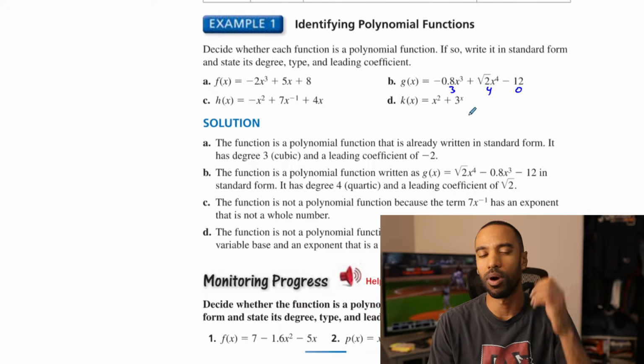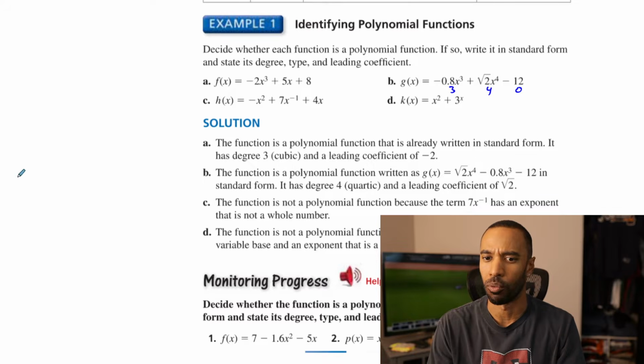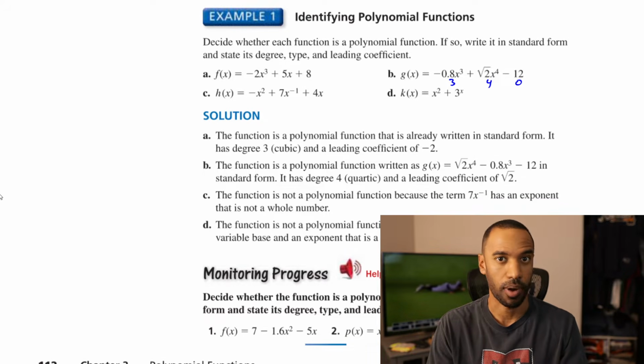Now, you might wonder, what does the leading coefficient matter? Why is it so important? It is for the graphing.